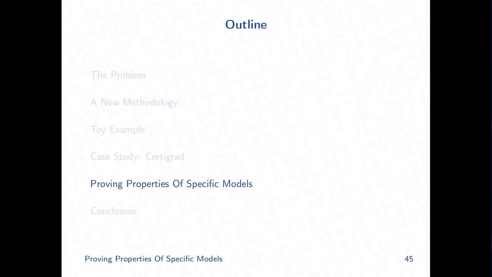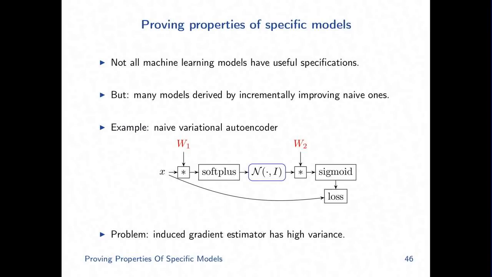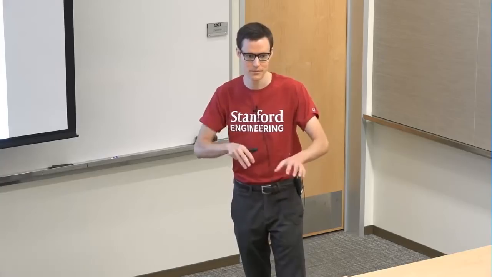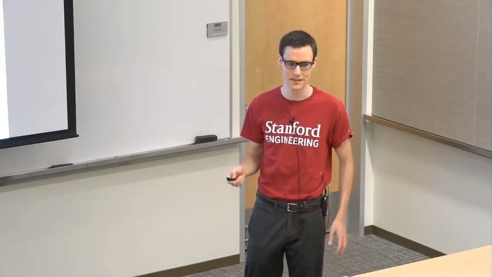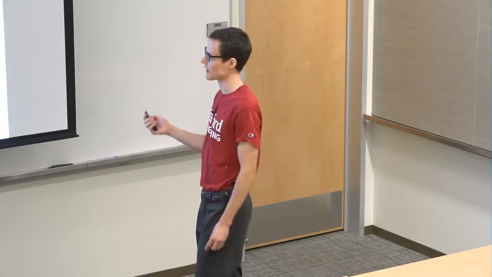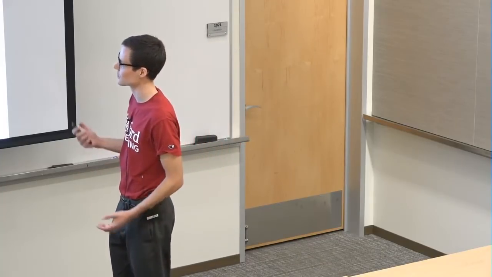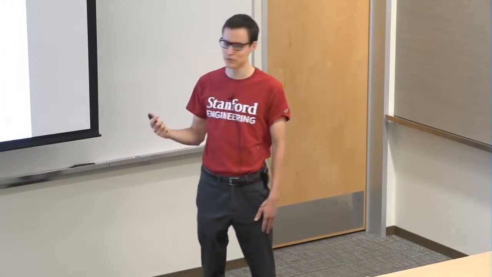So far we've talked about building the core machine learning libraries that compute gradients for all sorts of models. Now let's talk about proving properties of specific machine learning models. As many of you probably guessed, not all machine learning models have useful specifications. Sometimes they're just heuristics. You're just putting layers here and there and seeing what happens. But many models actually do have useful specifications because they're derived by incrementally improving naive ones using mathematics.